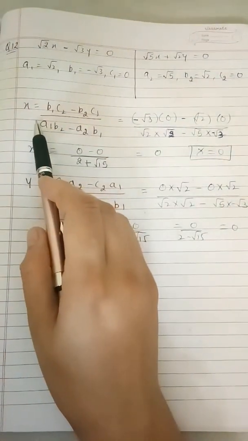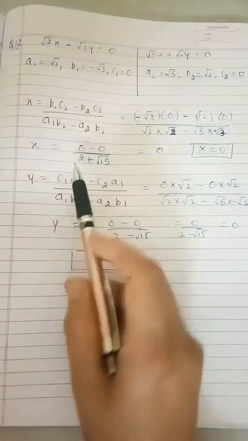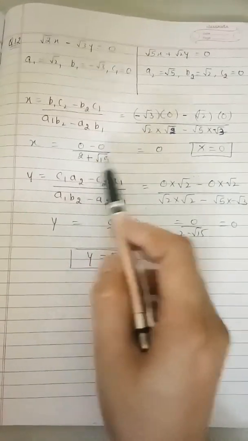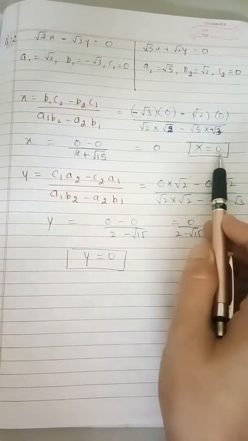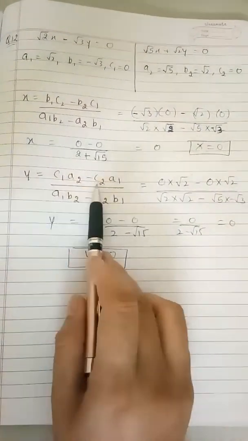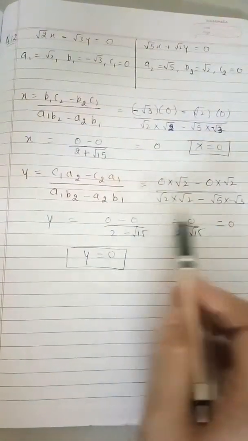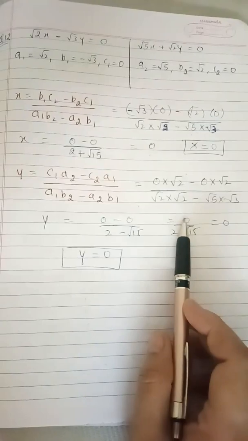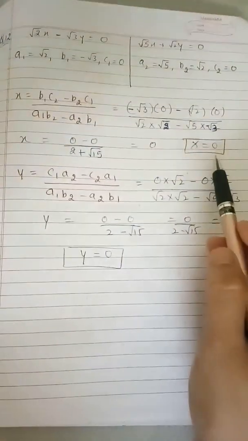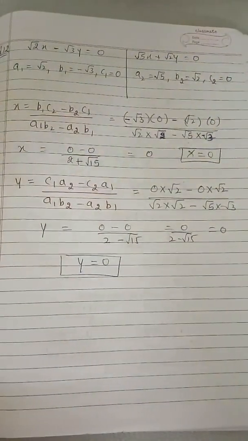So here again you have to write the formula, then you can put in the values. After putting the values, 0 minus 0 divided by something, you know 0 divided by something is always 0. So x is 0. Similarly we can apply the formula of y, c1 a2 minus c2 a1 over a1 b2 minus a2 b1. Put all the values again. We are getting numerator 0, so 0 divided by something is always 0. So the value of x is 0 and y is also 0.